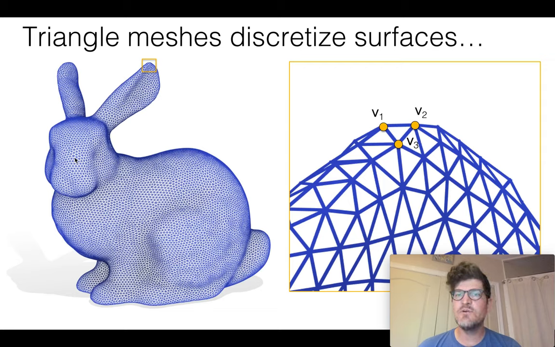Now, to form a triangle, we need references to the three vertices that make up the corners of this triangle. So in this case, it would be 1, 3, and 2. So this makes face number 1.